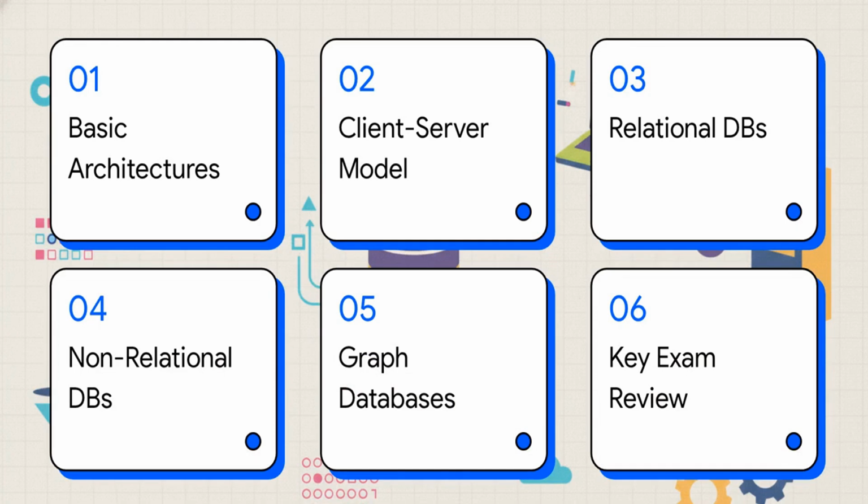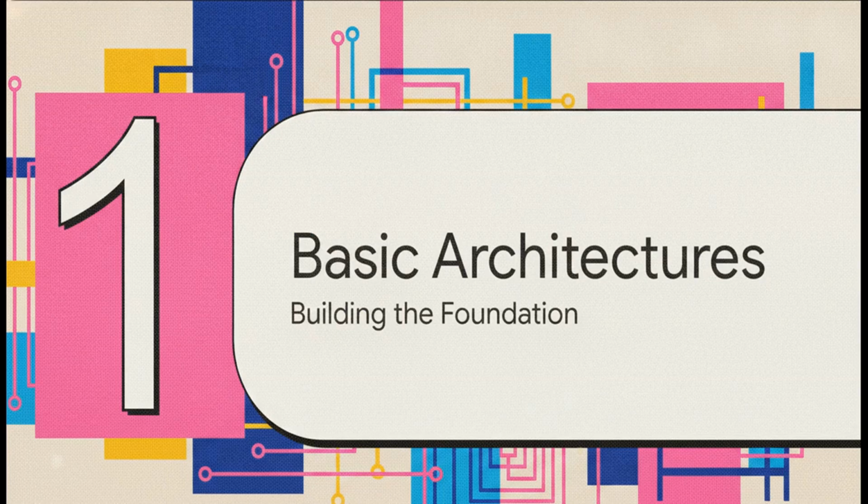Here is our game plan for today. We've got 1. Basic software architectures. 2. The client-server model. 3. Relational databases. 4. The non-relational world. 5. Graphs and connections. And finally, 6. A key exam review. All right, let's kick things off with Section 1. Basic software architectures, building the foundation.